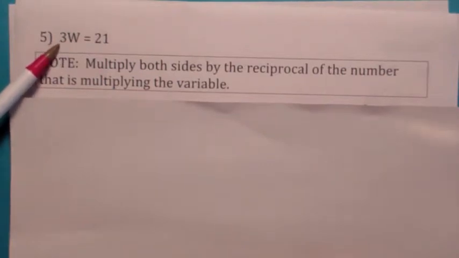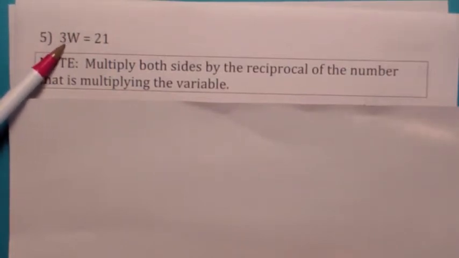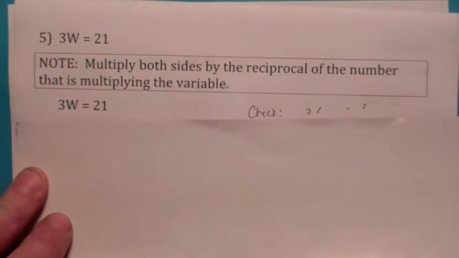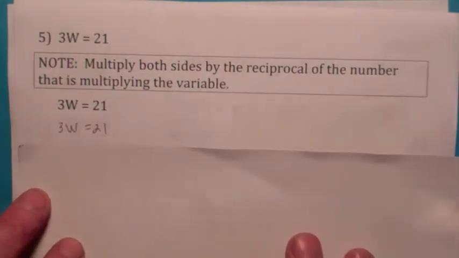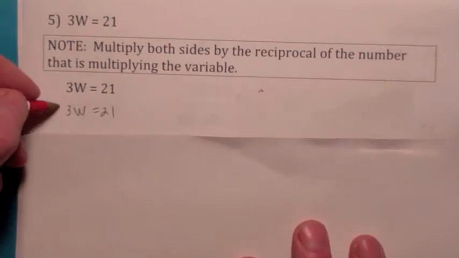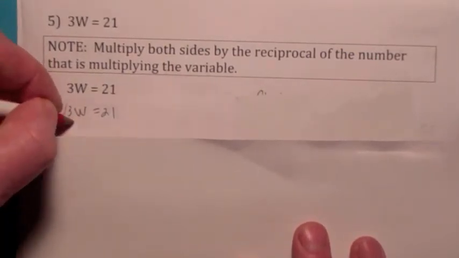We call this number, by the way, the coefficient. I don't know if you've ever heard that term before. 3 is the coefficient of this term because 3 is multiplying w. Alright, so what this says is multiply by the reciprocal of that number on both sides. So what does that mean? If the coefficient is 3, we multiply both sides by 1/3, like this.